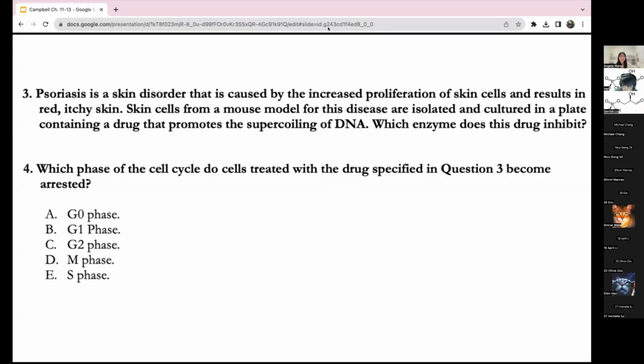A lot of you put B or D, which is not the correct answer. The correct answer is E. During S phase, your DNA gets replicated, so when the DNA gets supercoiled, it's not very replicated. During G0 phase, the cell isn't really doing anything, it's just living. During G1 and G2 phase, the cell is growing. And during M phase, it's where it divides. So the DNA part has the most to do with S phase.